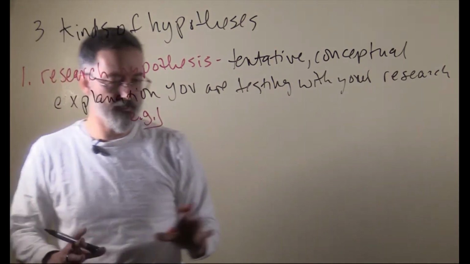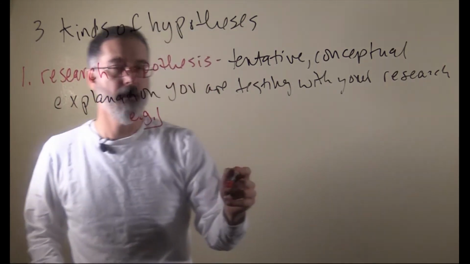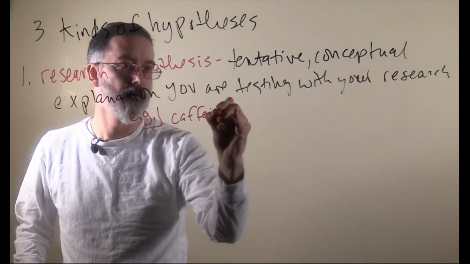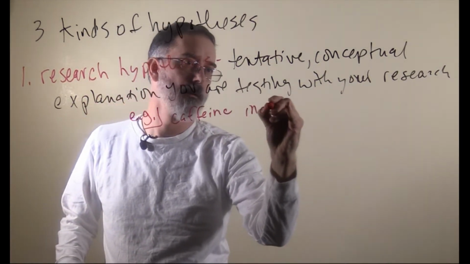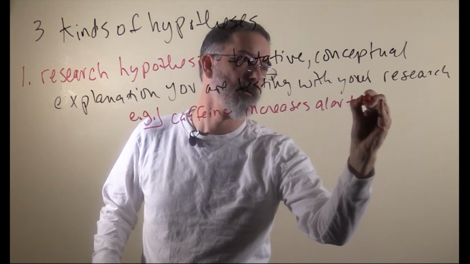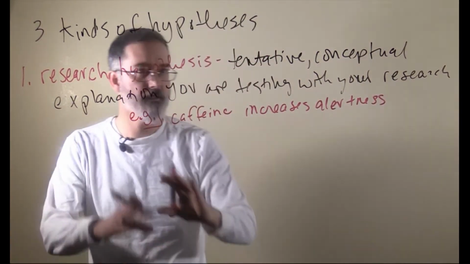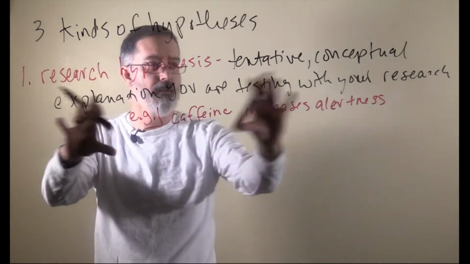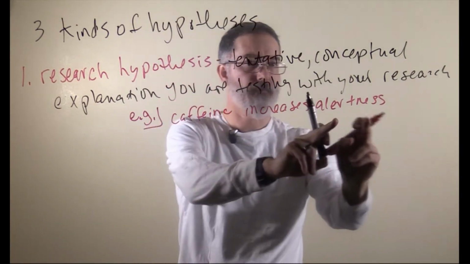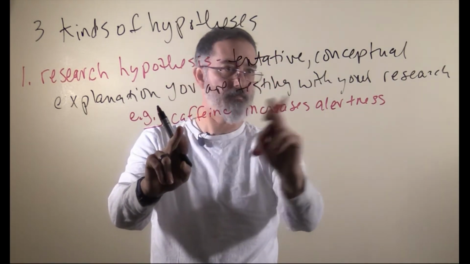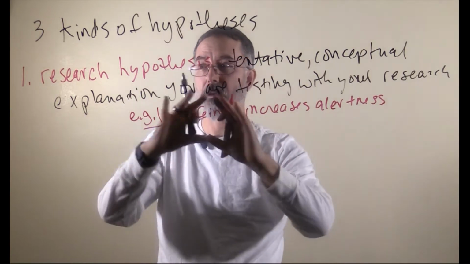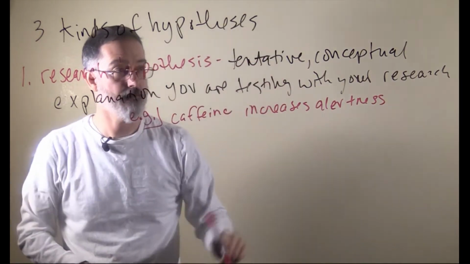An example of this might be something like caffeine increases alertness, right? So this is just in regular English. This is just a conceptual explanation of a causal variable, an effect variable, and how the cause results in an effect. So if you drink caffeine, you're going to end up being more alert, right? So that is an example of a research hypothesis.